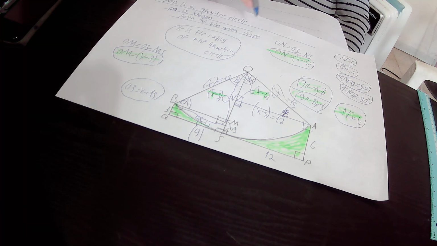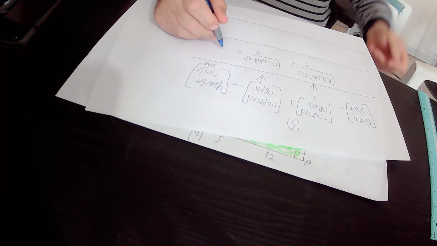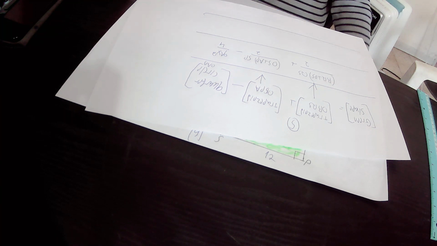What is the area of the quarter circle OAB? The area of any quarter circle equals the area of the circle over 4. And the area of the circle of radius x is pi x squared. So it is pi x squared over 4. X equals 15.